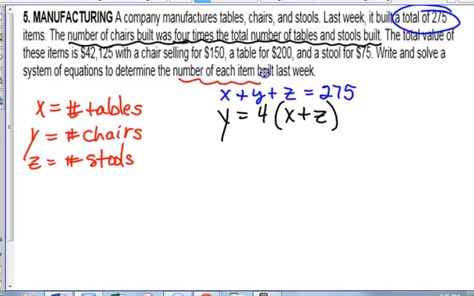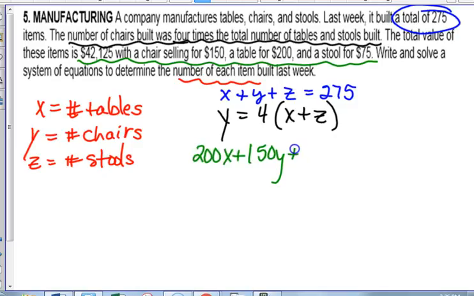Okay. Now there's an easy equation that has to do with money. But be really careful because they don't do it in the same order for some miserable reason. A chair is $150, so that's a Y. 150Y. A table is 200, that's an X, so 200X. And a stool is 75. And that would give us $42,125 for the week.